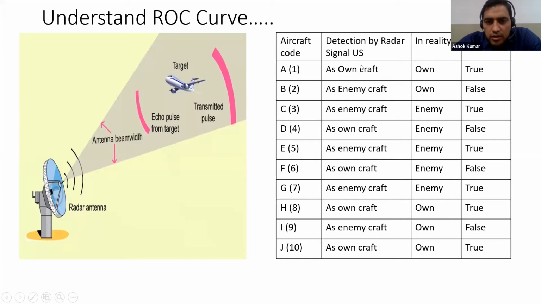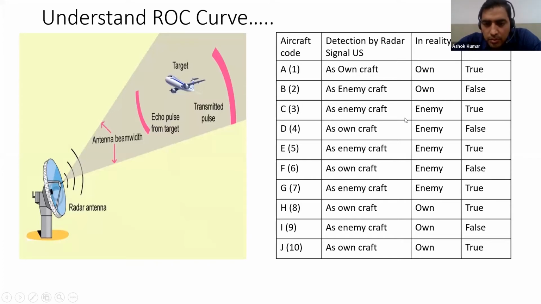The radar detected A1 as our own craft. In reality it is our own, so it's true. The radar detected B2 as an enemy craft, but in reality this is our own craft, so it's a false decision. Code 3 was detected as an enemy craft by the radar, and it is an enemy, so it is true. D4 was detected as our own craft, but it is an enemy, so it's false. Another was detected as an enemy craft, and in reality it is an enemy, so it's true, and so on.